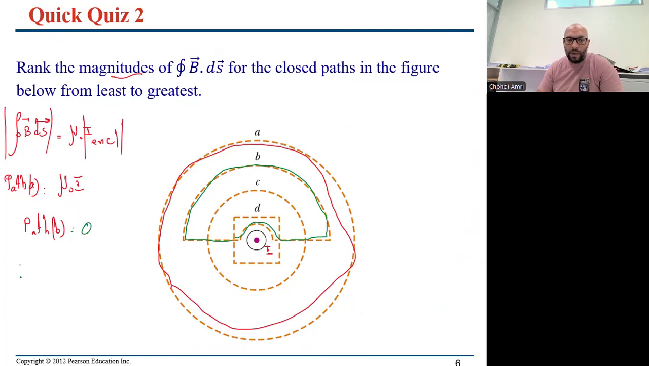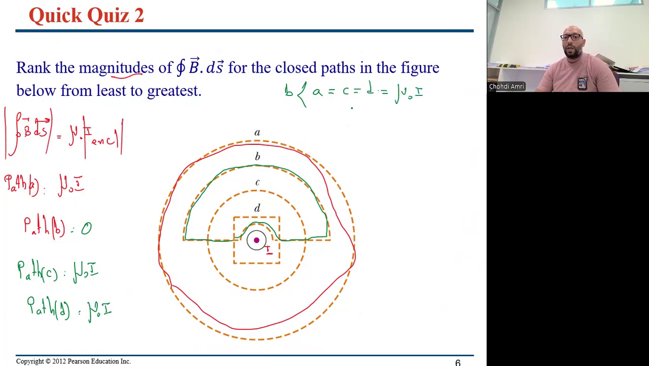For the path C, it's also enclosing the current, so it's mu naught I. For the path D, there is also a current inside, so it's mu naught I. So how to rank? We can say that path B is the lowest, and then A equals C equals D equals mu naught I. The paths A, C, and D all enclose the same current. However, no current is enclosed by the path B.